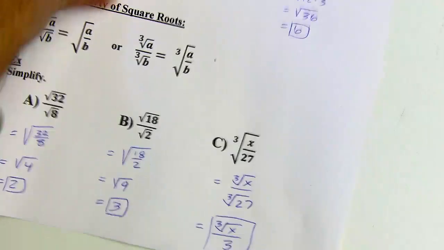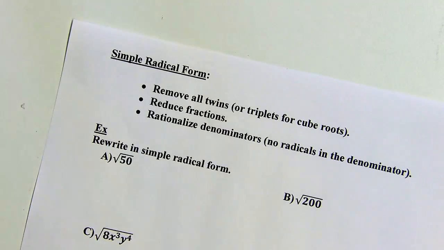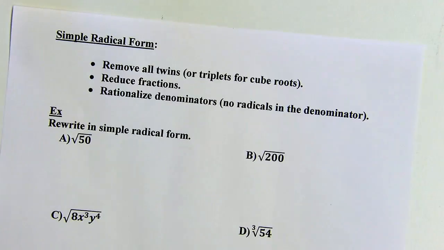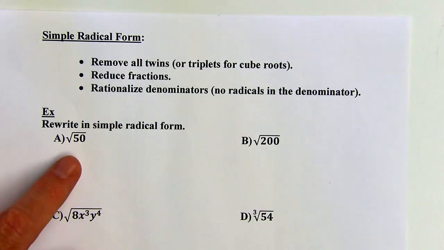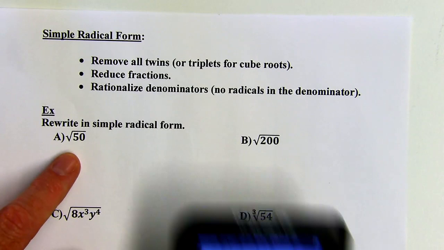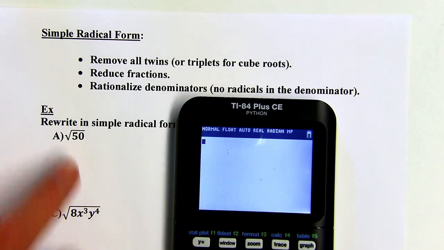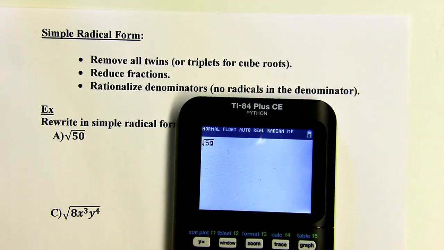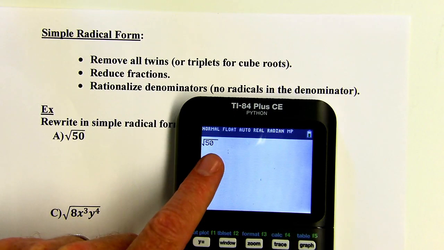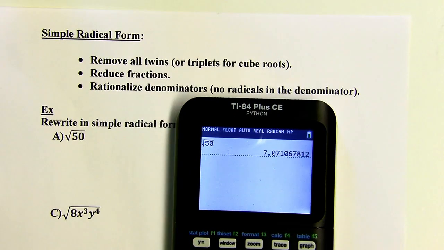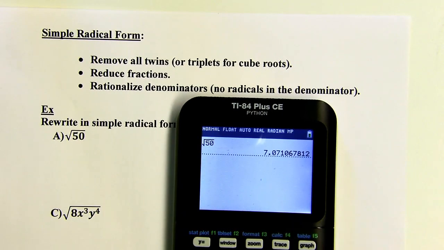Okay. On the next page, we're going to look at simple radical form. I'll get back to those instructions in just a second. Now the square root of 50, you could put that into a calculator again. The square root of 50 is going to be a little bit more than 7, because 7 times 7 is 49, right? So it should be 7 point something, and I can see it's about 7.1.